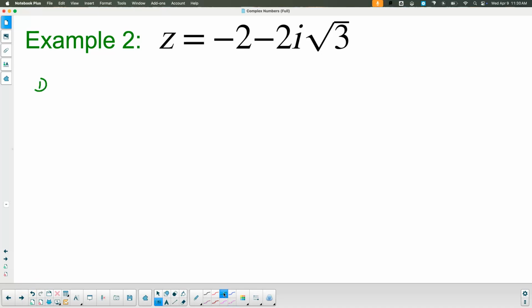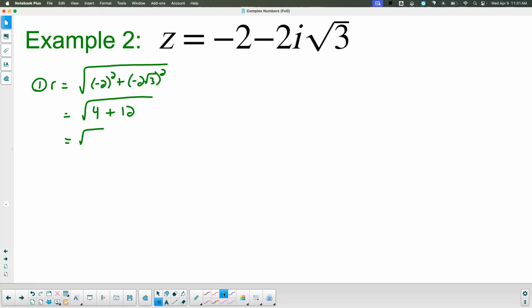So the first thing is we got to find r. r is going to be the square root of negative 2 squared plus negative 2 square root of 3 squared. Negative 2 squared is 4. Negative 2 square roots of 3 squared is 12. 4 plus 12 is 16. The square root of 16 is 4. We good so far? Sometimes those squaring of square roots gets you a little bit.